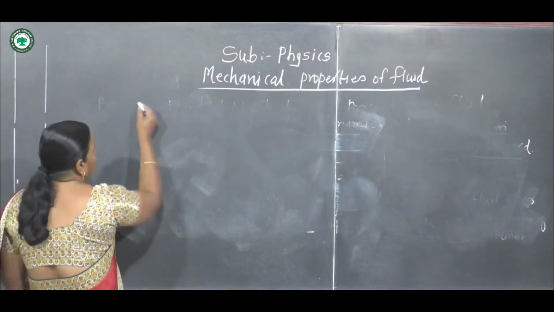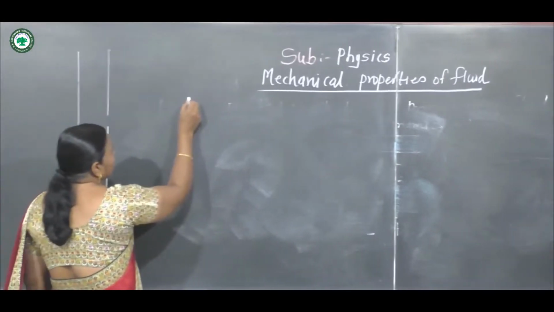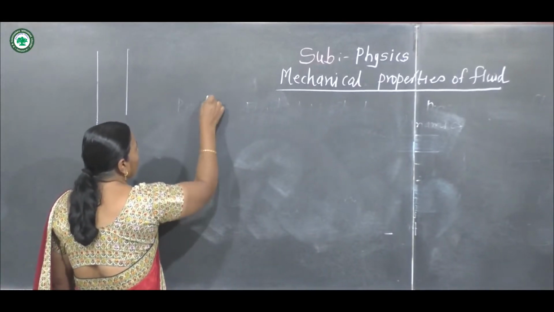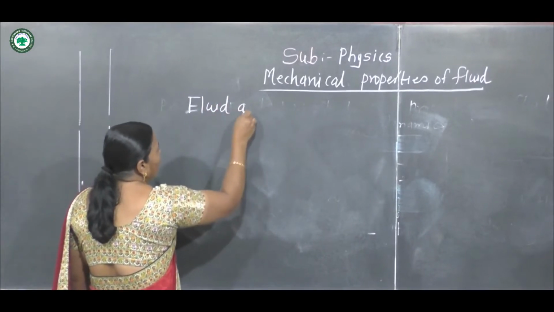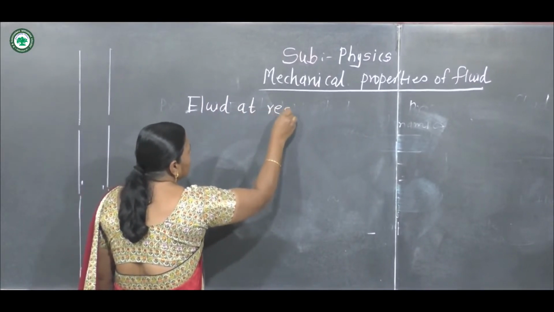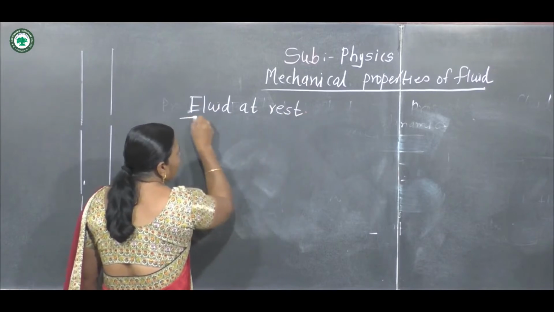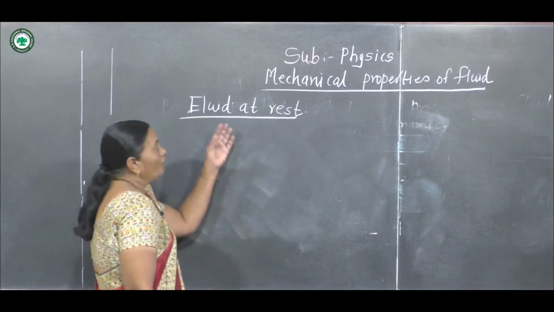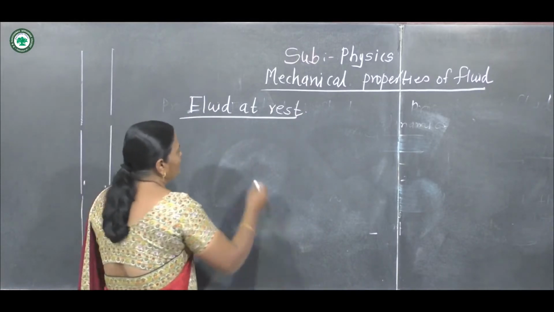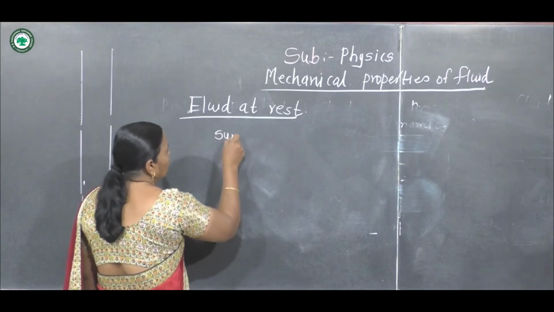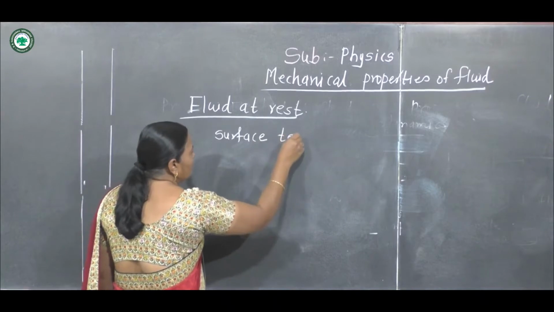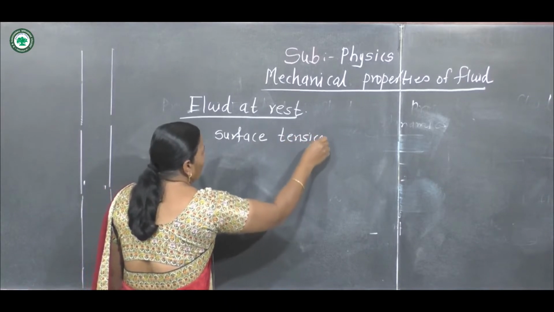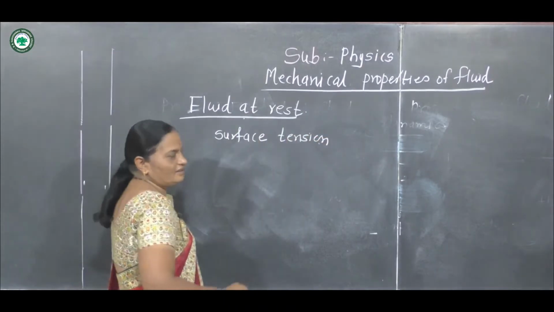The first type, that is liquid or fluid at rest. The interesting example of fluid at rest is surface tension. Surface tension is the interesting example of fluid at rest.